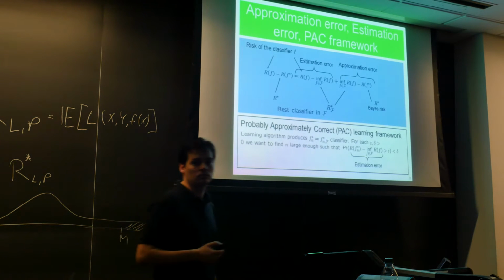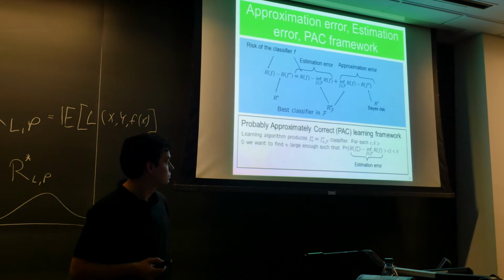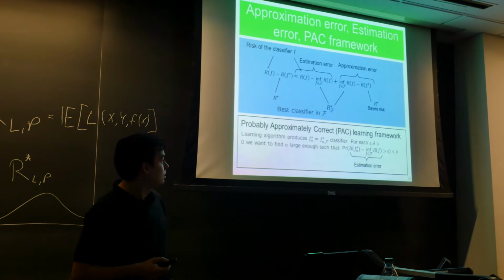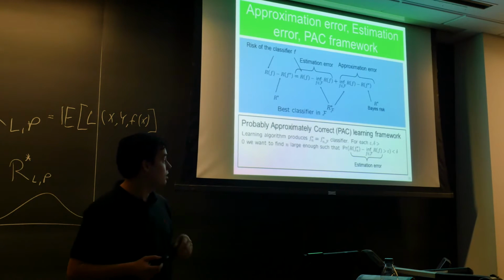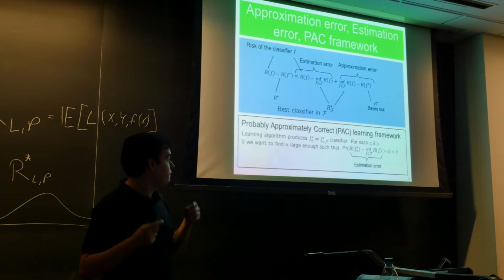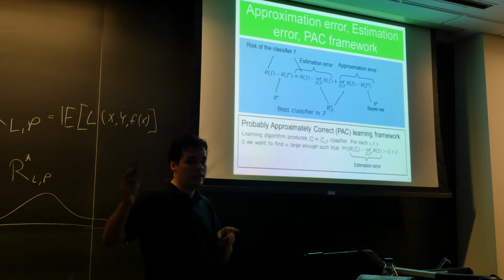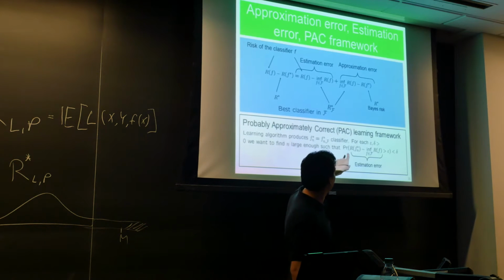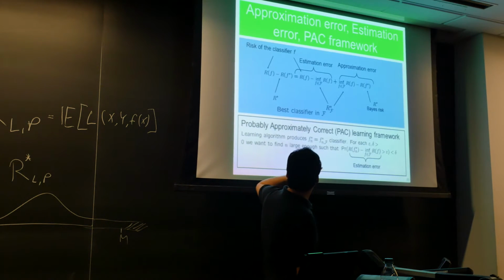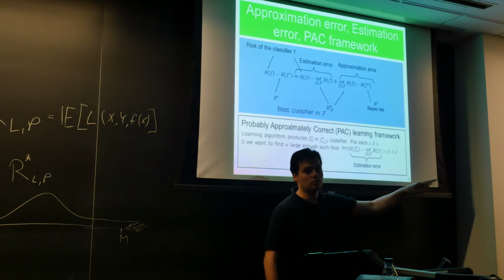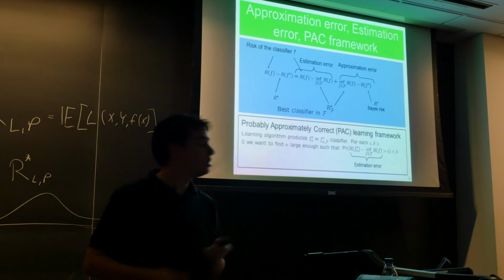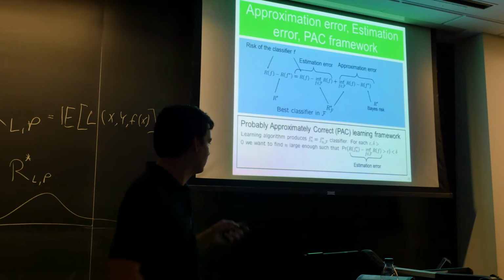If for every epsilon and delta you have an n such that that holds, then your estimation error converges to 0 in probability. So if this is true, that for every epsilon and delta there's an n, then you can prove that the estimation error is going to 0 in distribution. But yeah, sorry, in probability.